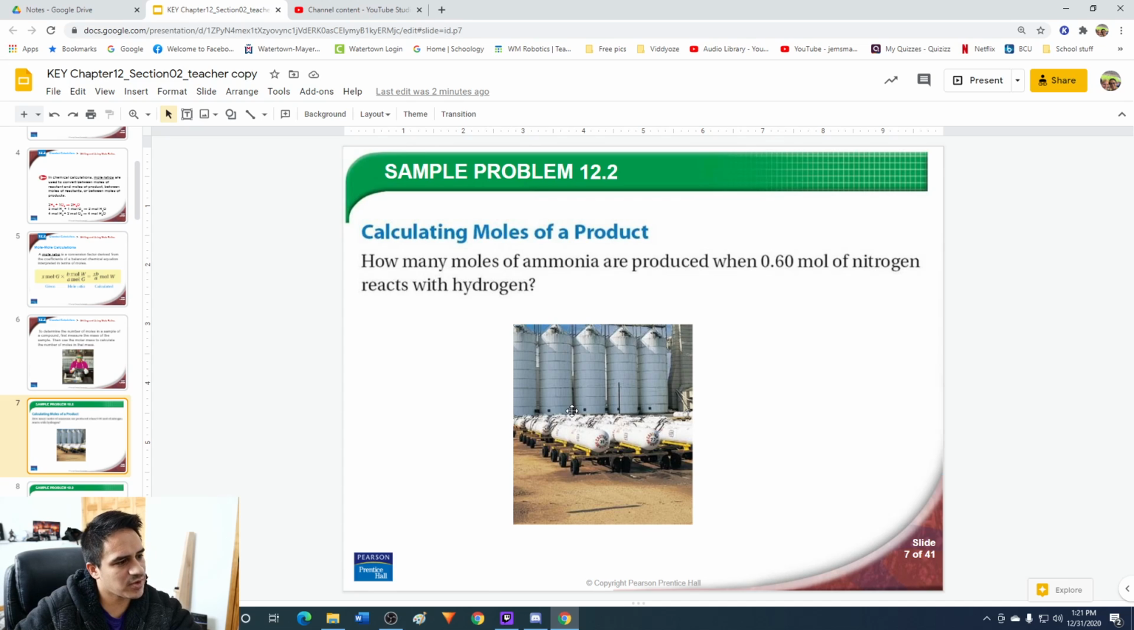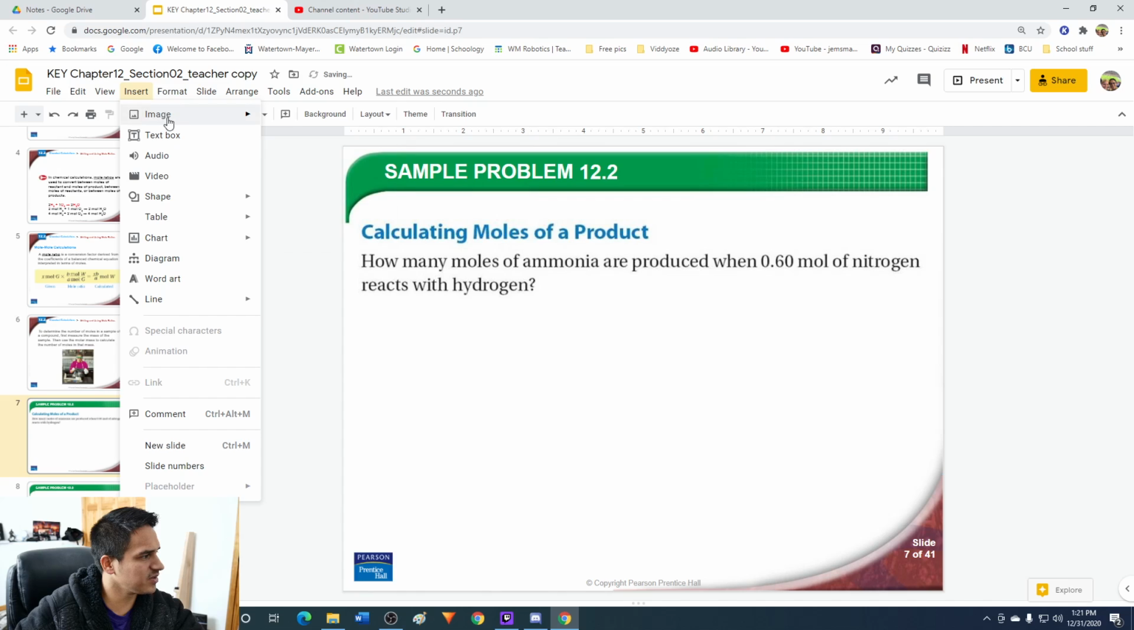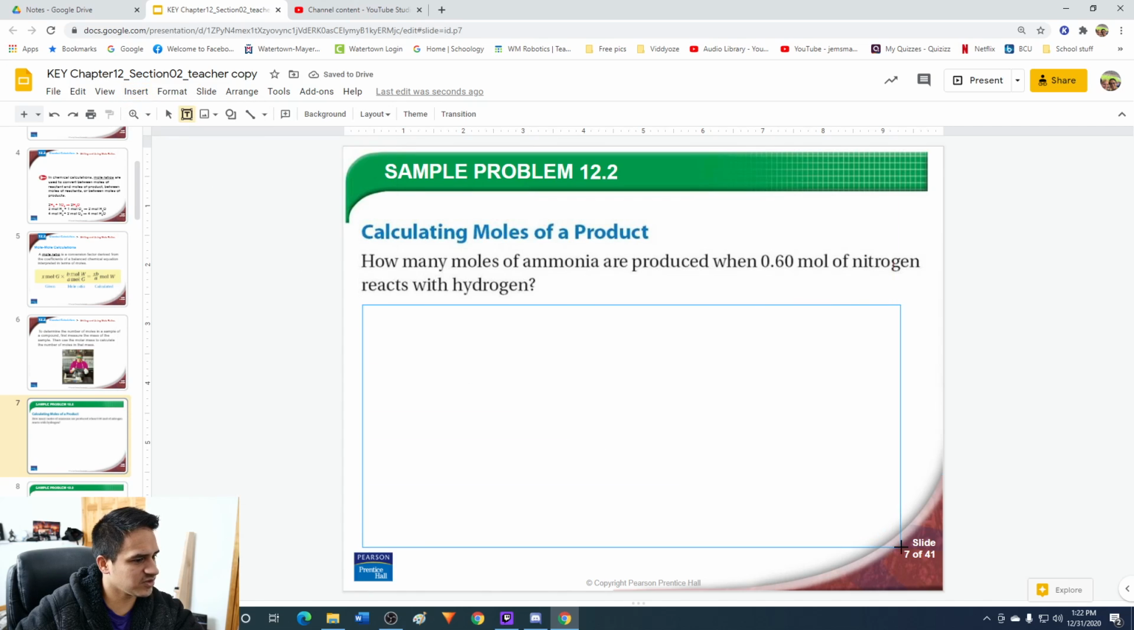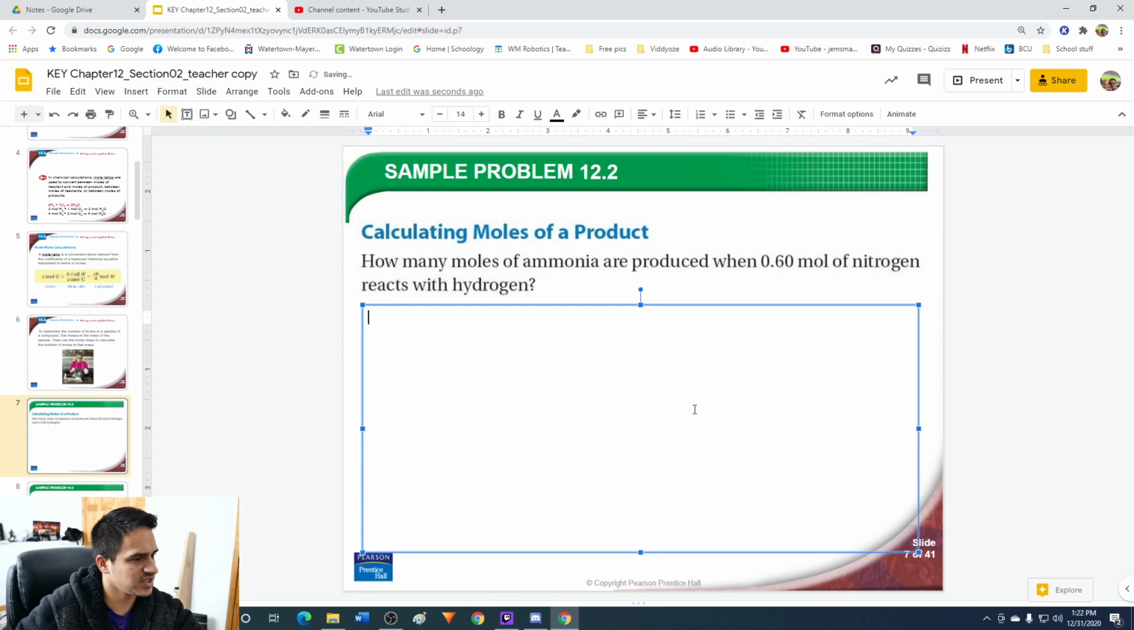It says, how many moles of ammonia are produced when 0.60 moles of nitrogen reacts with hydrogen? All right, so first off, the one part about this problem that's kind of difficult is that they're not telling you the chemical formula for ammonia. They're just assuming you know what it is. So first thing is we need to write out the chemical reaction, okay? If you don't have a balanced chemical reaction, you can't do anything, okay? So you need to have a balanced chemical reaction no matter what you're dealing with. Now, ammonia is NH3.